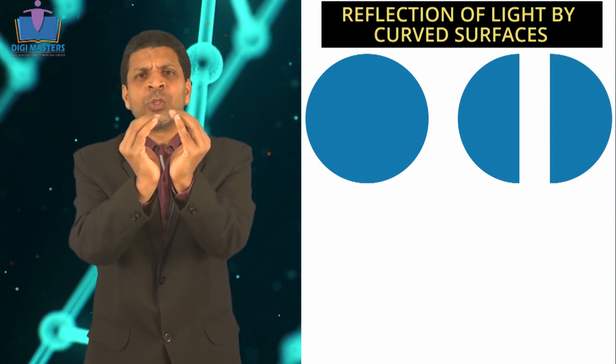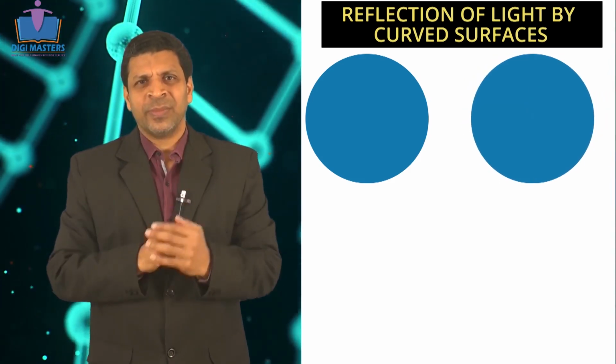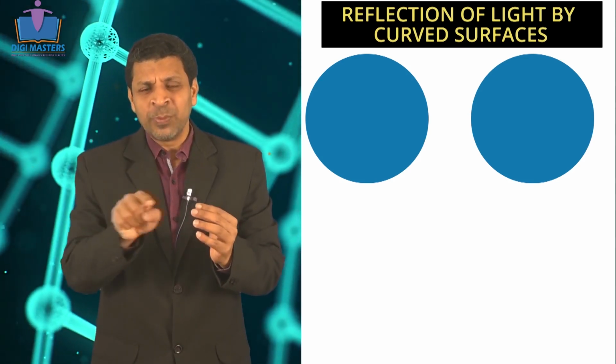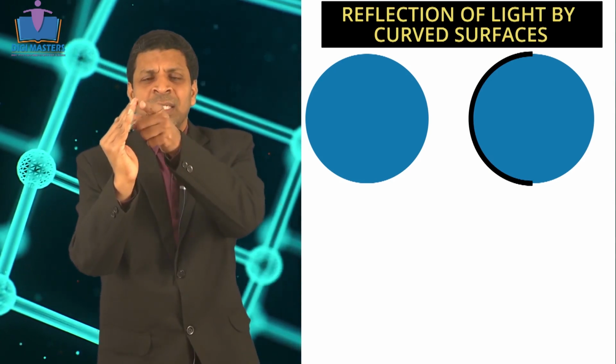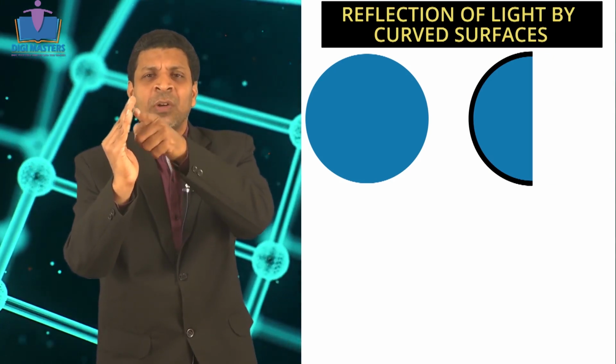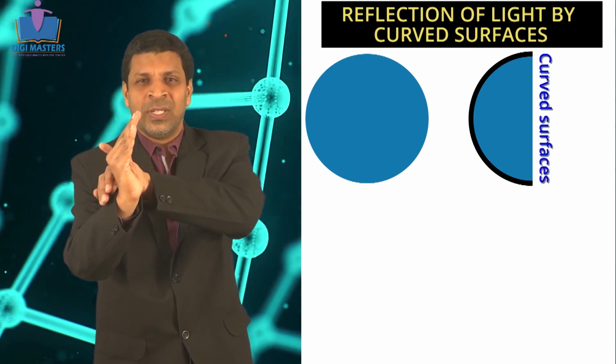When you join these two, you have a sphere, total sphere. In this total sphere, when I take the right side part, I just take only the semicircular part, which I say as a curved surface. This is called curved surface.